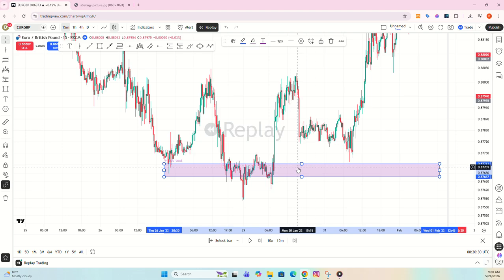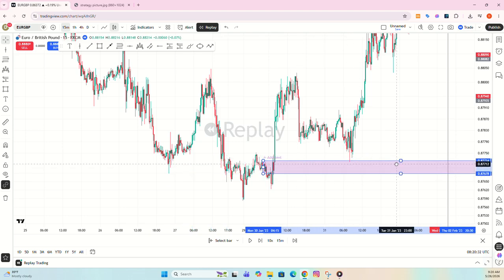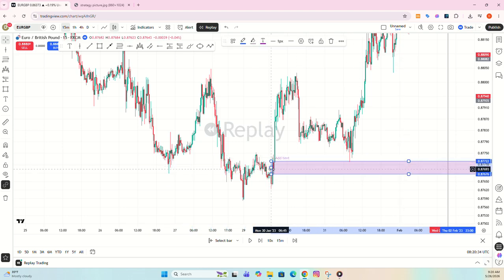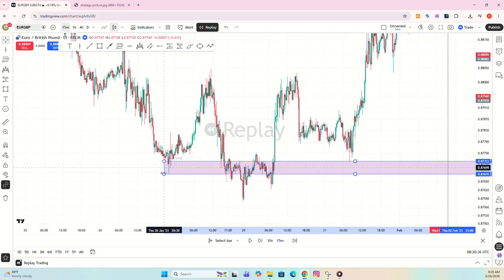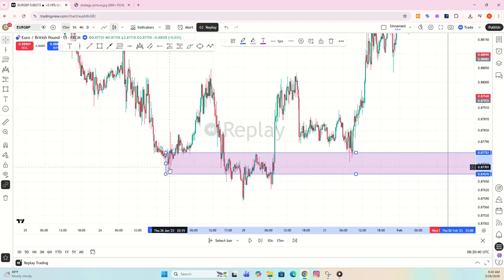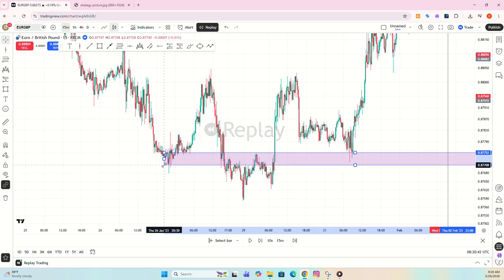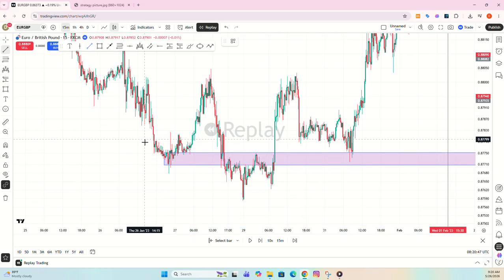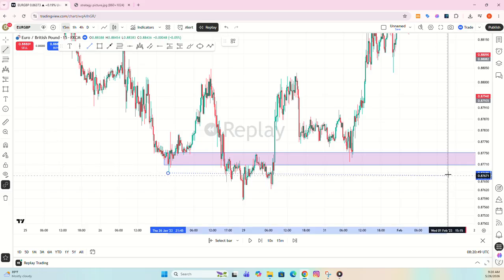I was expecting that, but it comes. But this is a break of structure. This is a break of structure. This is the Quasimodo. Fake break of structure. You see, it's come down. Then if I'm taking entry, here should be my point of interest.